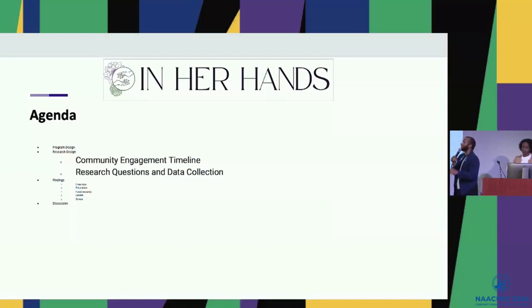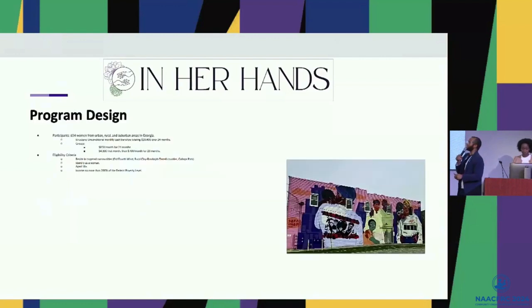We're going to talk about the research design. We're going to then go into the different findings that we discovered during the process of that first year. And then we'll eventually close, and at the very end, once everyone is done, hopefully we'll have time for some discussion.